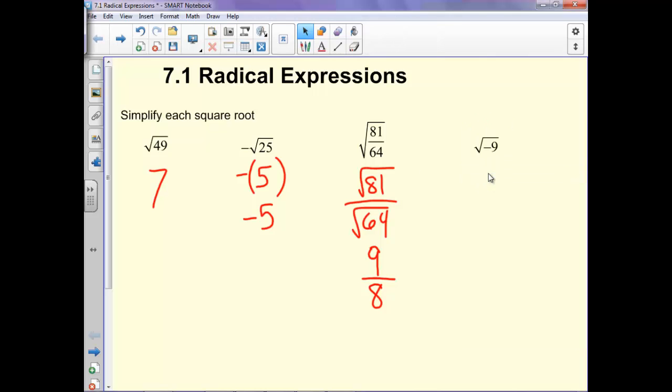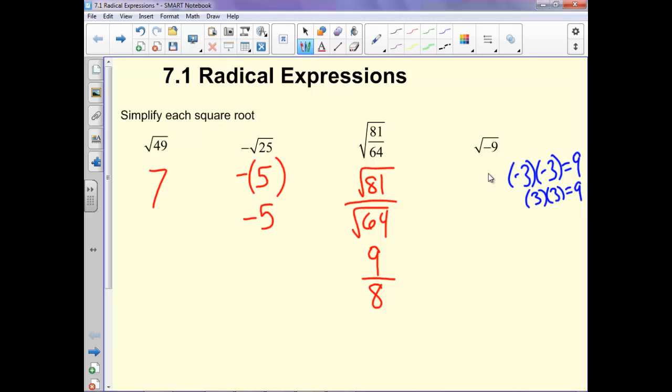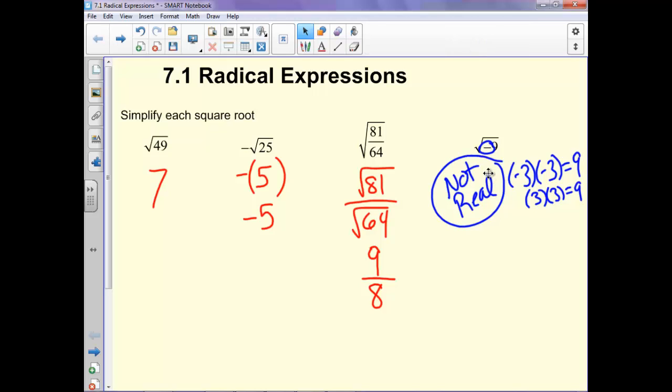This last one, what squared will give us negative 9? Well, nothing times itself will give us a negative number, because a negative times a negative would give us a positive 9, and a positive times a positive would give us a 9. So this one is not real. And it's all because of that negative.